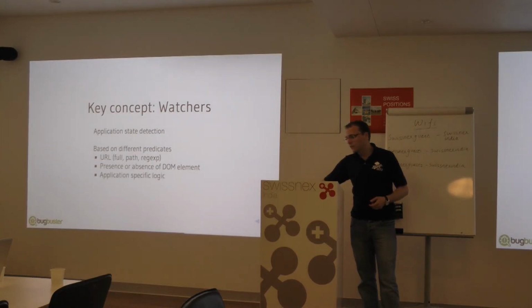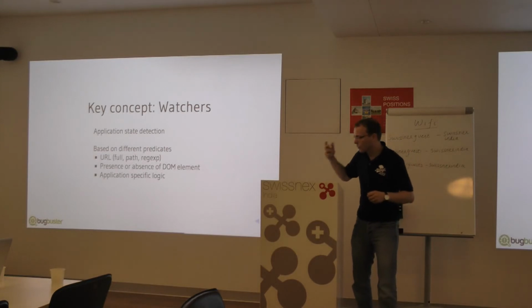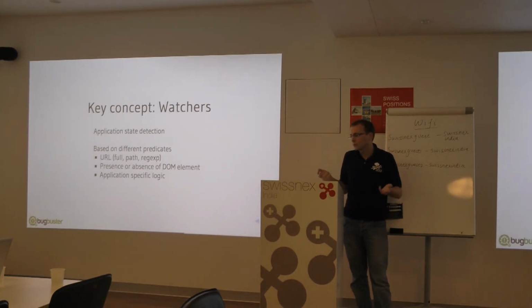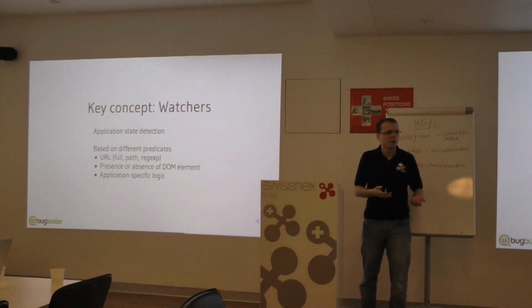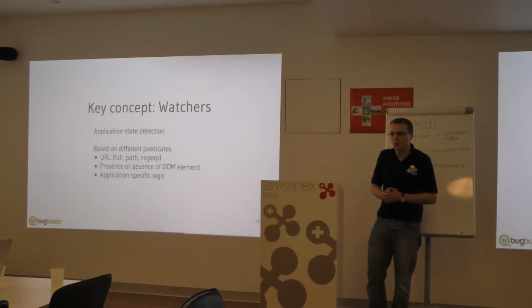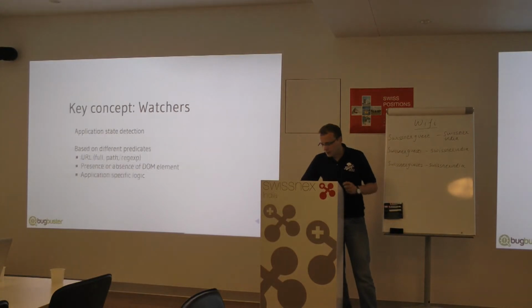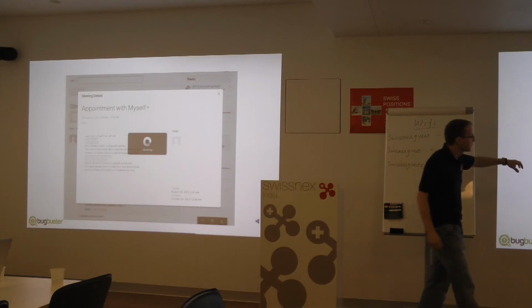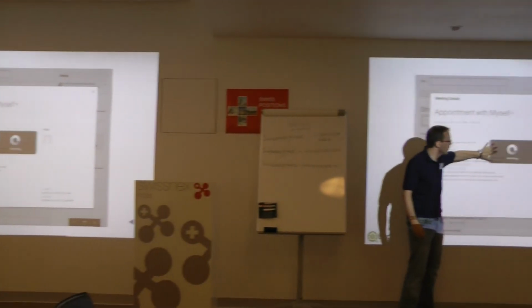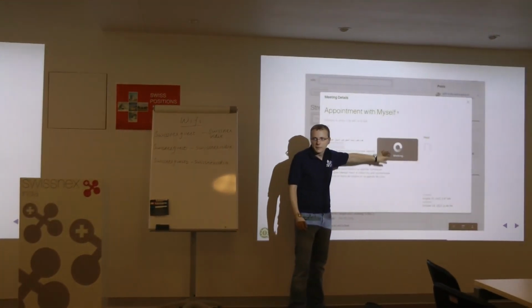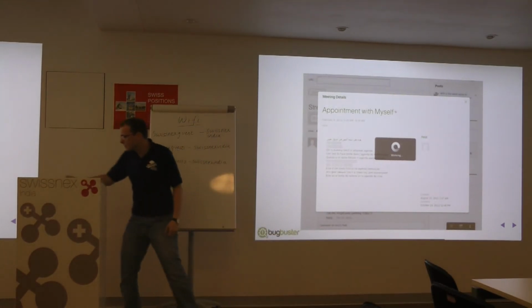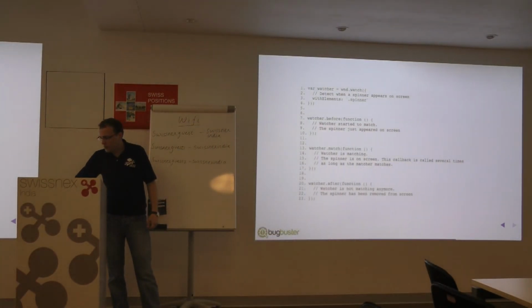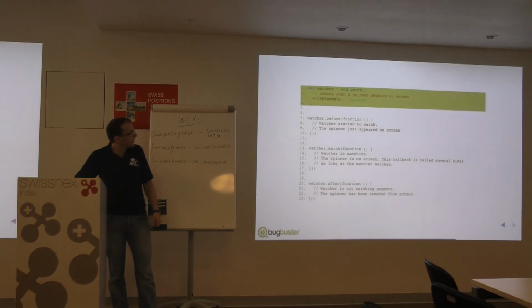And finally, if this is not sufficient, because those are like sugar to help you, you can also provide application-specific logic, just a function that will tell the robot if the state of the application is the one you're interested in or not. So I will give you an example there. Imagine that you have an application like this one, and you want to know when the working HUD appears. You can do that in different ways.